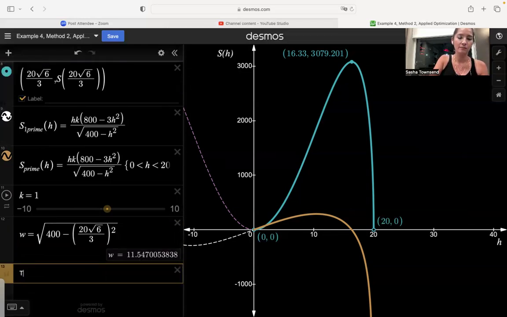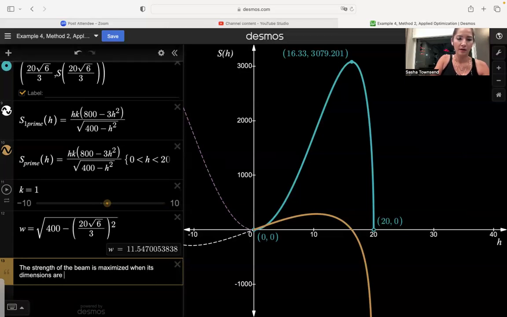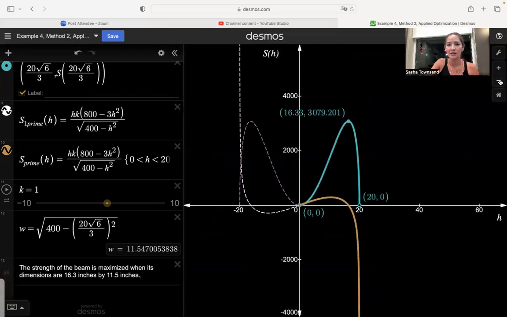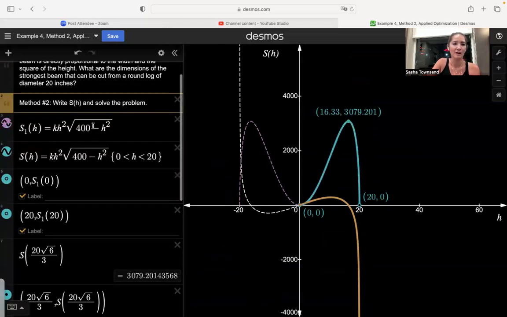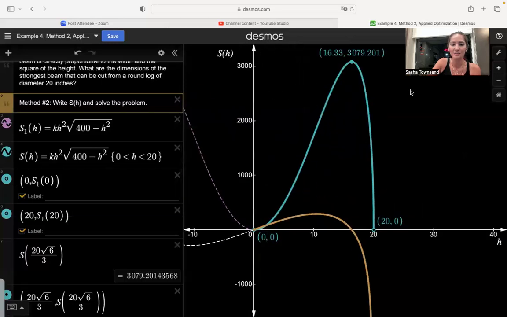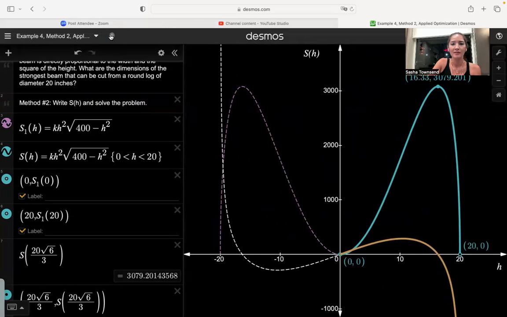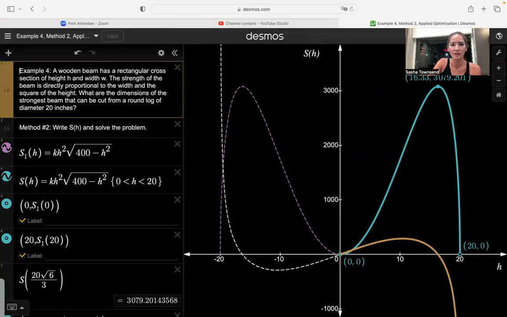So we'll answer the question. The strength of the beam is maximized when its dimensions are 16.3 inches by 11.5 inches. Now, this is the second method that we used, the second function that we optimized. And this function actually has kind of a cool graph because it's got that square root of a quadratic function. I really like this one because it looks neat. But we were able to find the solution to this problem using a different graph as well.